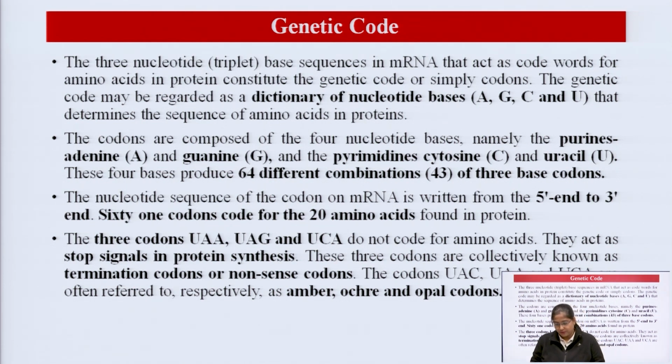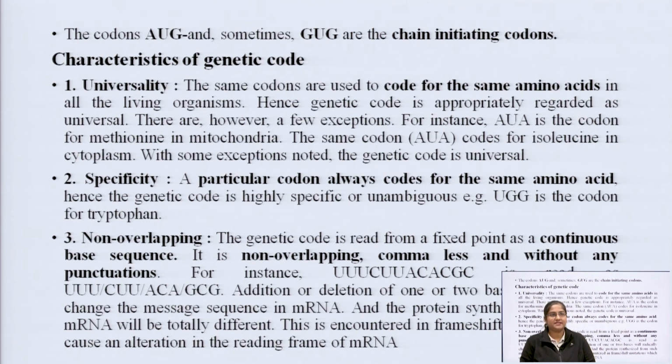So, out of 64 different combinations, only 61 code for 20 amino acids, and the remaining 3 are the nonsense codons which do not code for anything. They are called amber, ochre and opal codons. Next, the codons AUG and sometimes GUG are the chain initiating codons. That means when these codons are present, there is an initiation of that coding happening.